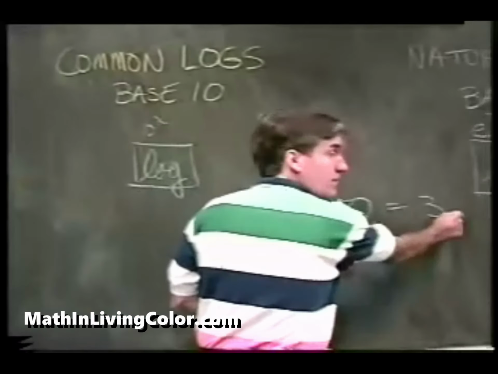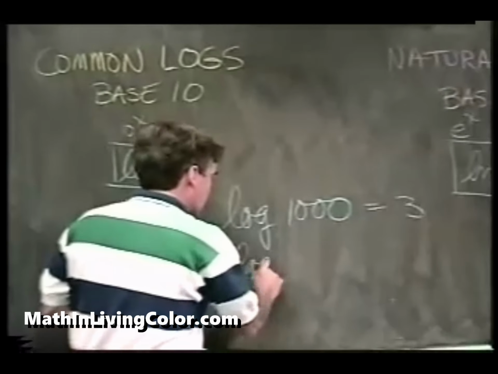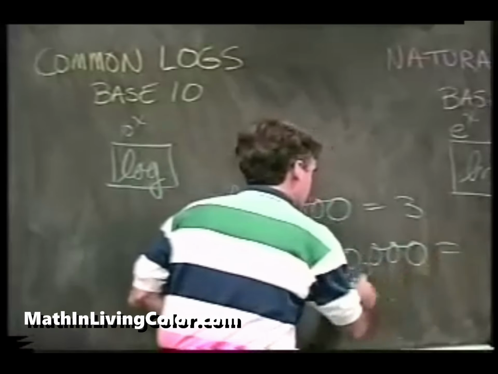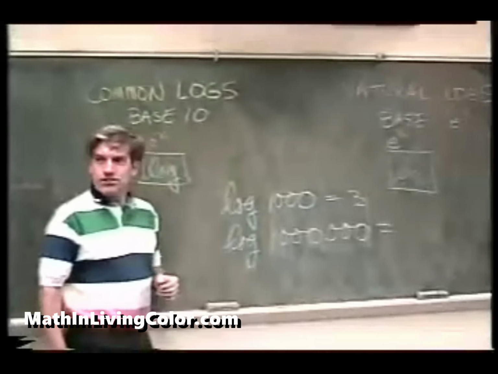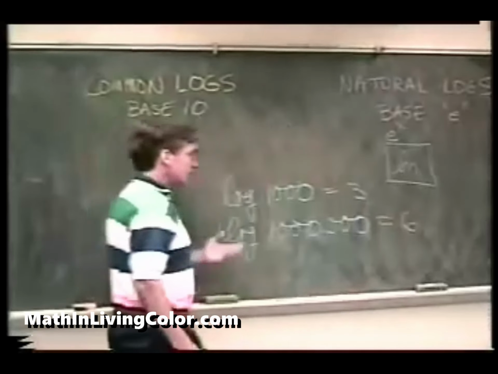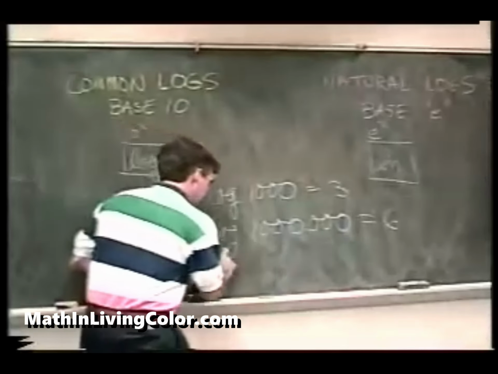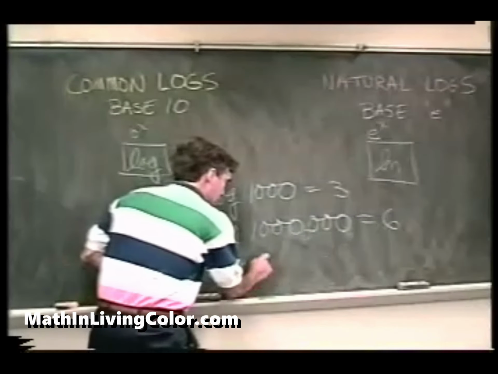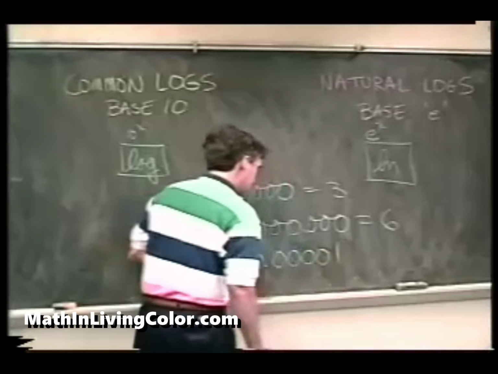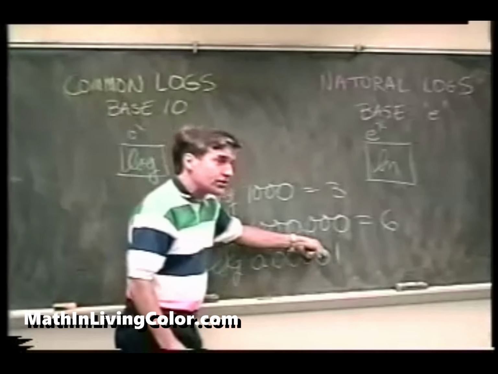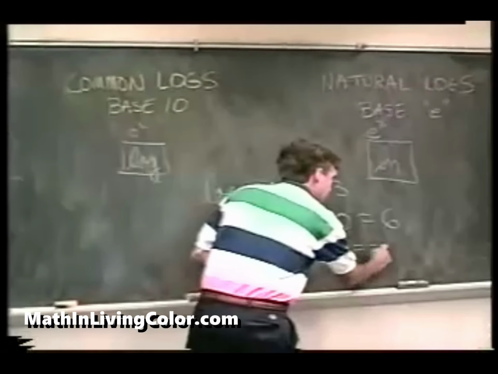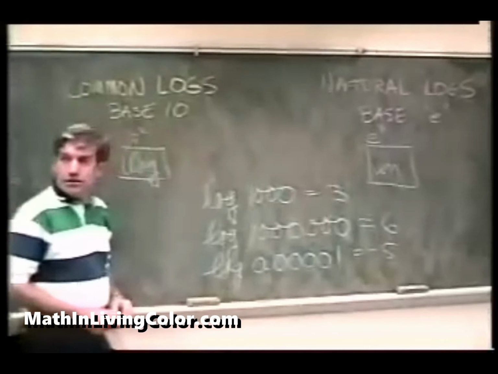Everybody get that? Give the log of 1,000,000. What do you get? 6. Does everybody get 6? Well, that's easy, isn't it? How about giving it log of 0.00001? Now, what have I got there? 1, 2, 3, 4 zeros? You're going to get -5. Okay. Any questions on that?